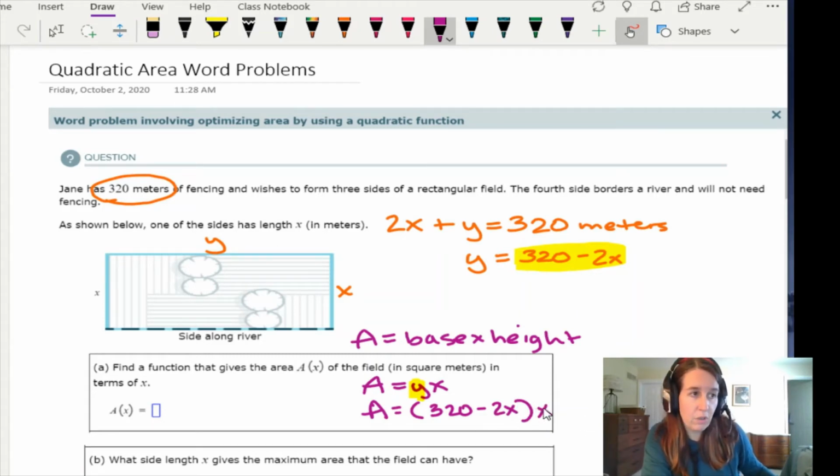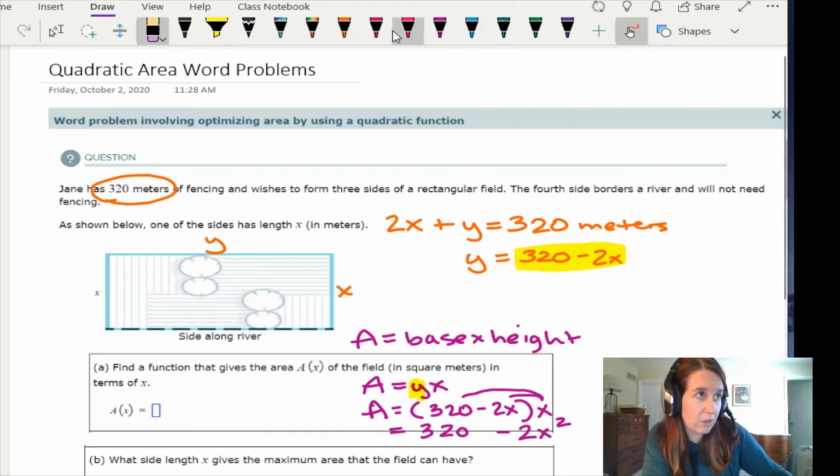Okay, so then they probably will want you to multiply this out to simplify it a little bit. So our area equals 320 x, distributing that x, multiplying it to the 320, and then minus 2x squared. Okay, that x looks a little funny. It's going to bother me, so let's fix that.